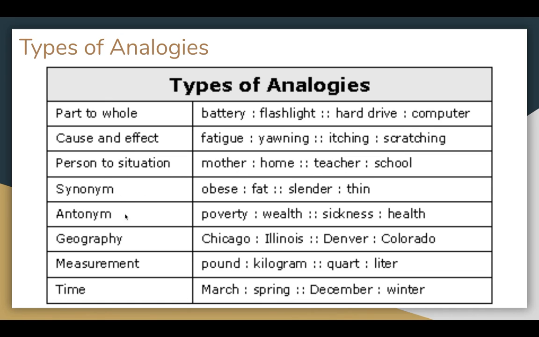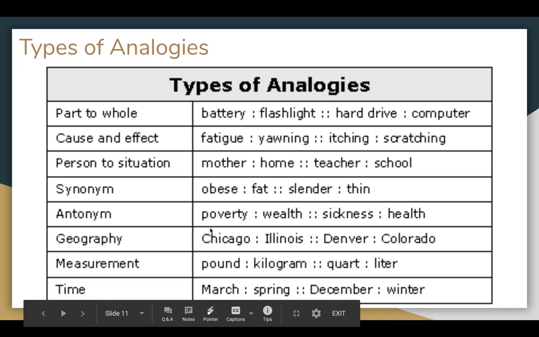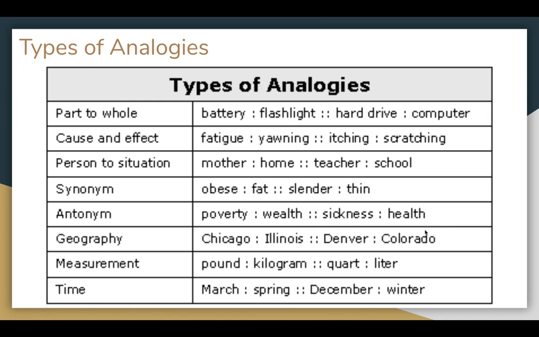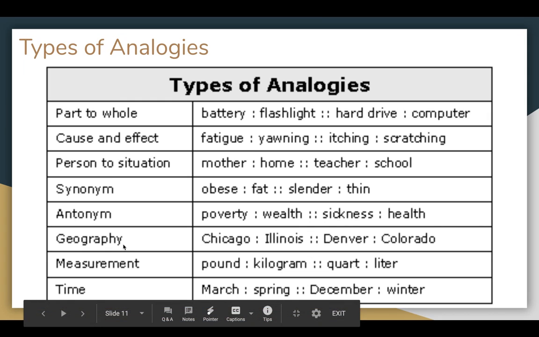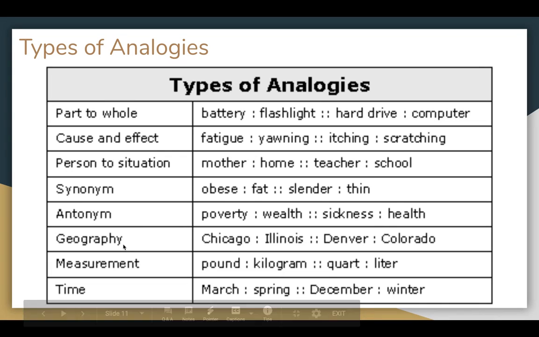Synonyms and antonyms are usually the most common ones you're going to see on a test. Okay, so obese is the same thing as fat, slender is the same thing as thin, poverty, the opposite of poverty, we're talking about antonyms here, is wealth, the opposite of sickness is health. Okay, geography, where things are placed. Chicago is in Illinois, Denver is in Colorado, Struthers is in Ohio.